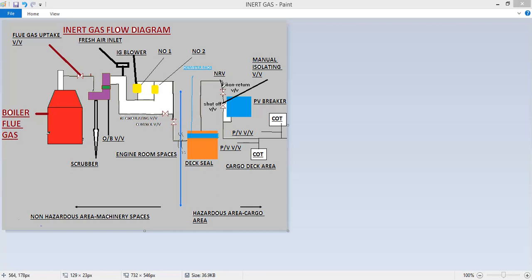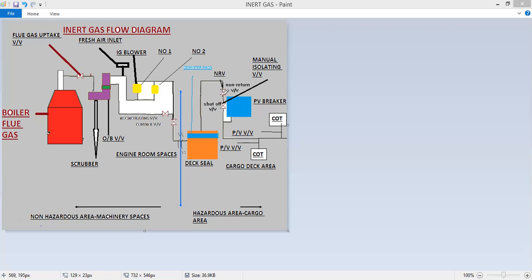What happens is this NRV has a flap inside. It allows only one flow of the IG from the engine side to the deck side. If the gases flow backwards, there is this flap here which closes, and it does not allow the flammable gases to go into the machinery spaces. So basically these are two non-return devices we have on the tanker ship.